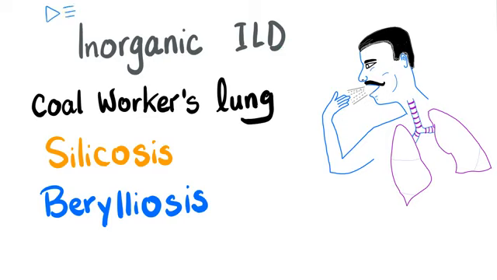Inorganic interstitial lung disease is today's topic. We'll talk about coal workers' pneumoconiosis, silicosis, and berylliosis. With that being said, now let's get started.